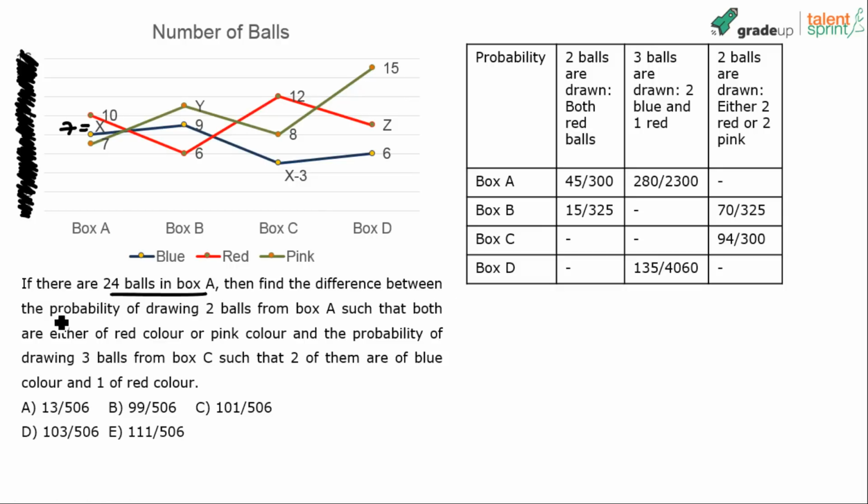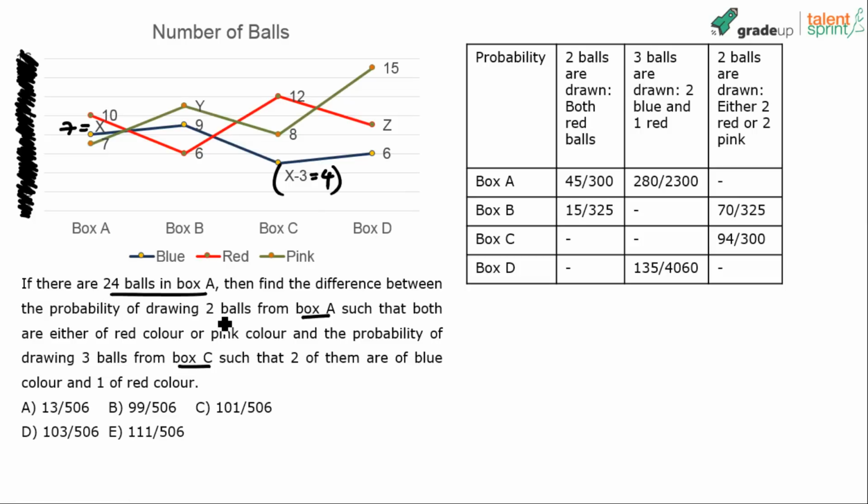Then find the difference between the probability of drawing 2 balls from box A such that both are either of red color or pink color, and the probability of drawing 3 balls from box C such that 2 of them are of blue color and 1 is of red color. See, if this x is equal to 7, this x minus 3 will come out to be 4. So there are 4 blue balls in box C. And that's what he's talking about, right? He's talking about box A and box C.